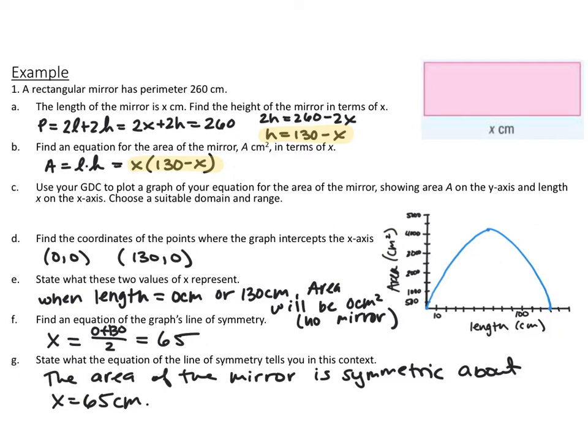And then what does that mean? That means that at x = 65, you have your maximum area, and the x values between 0 and 65 are symmetric to the ones between 65 and 130. So the area is symmetric on either side of that x = 65 centimeters.